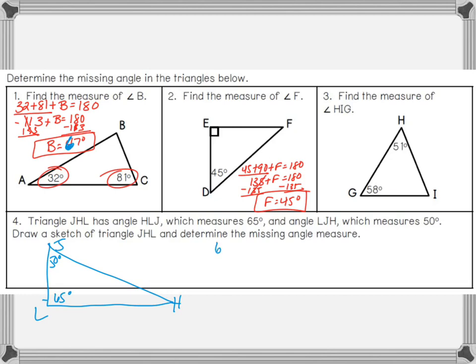So we would set this up the same way: 65 plus 50 plus H equals 180. Add these together and we get 115 plus H is 180. Then we would subtract 115 from both sides. You should end up with 65 degrees as your answer.